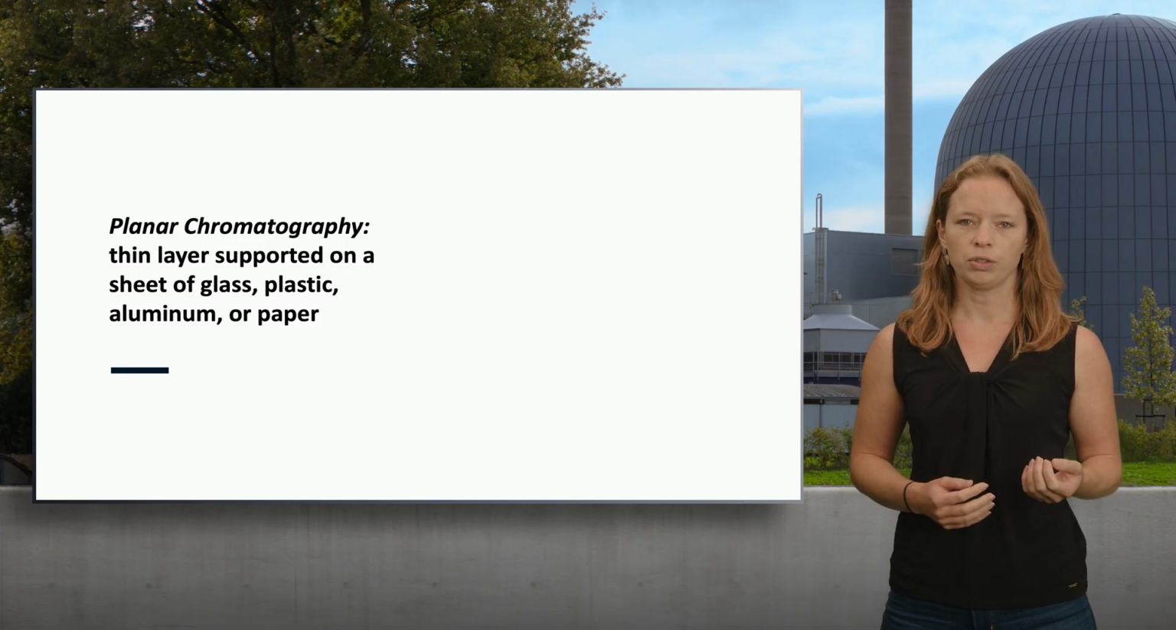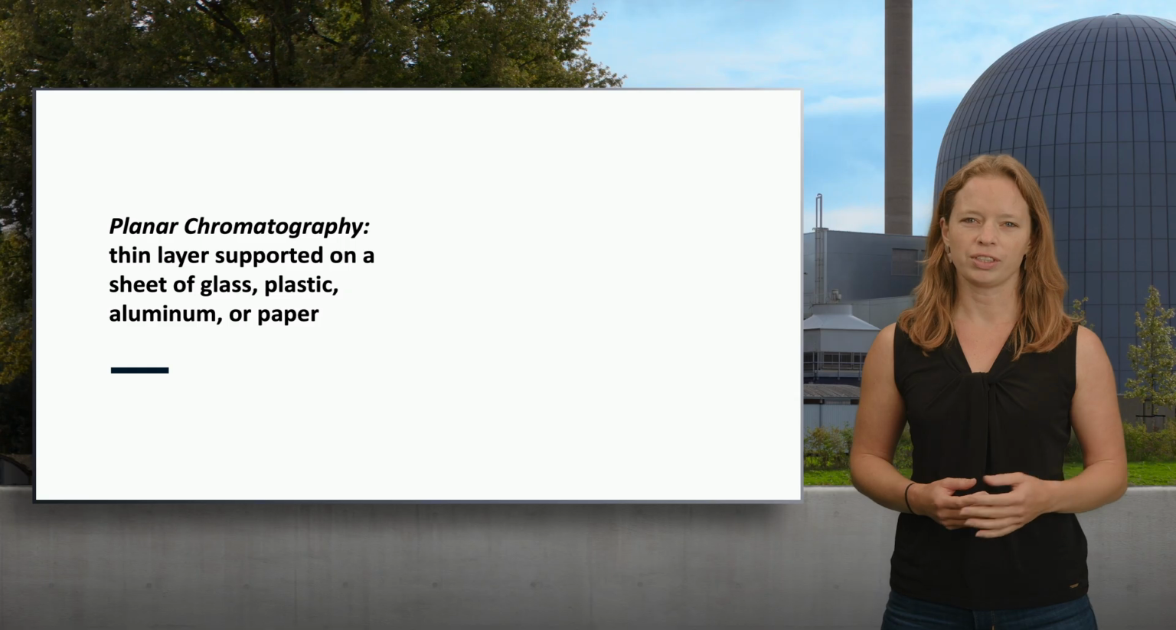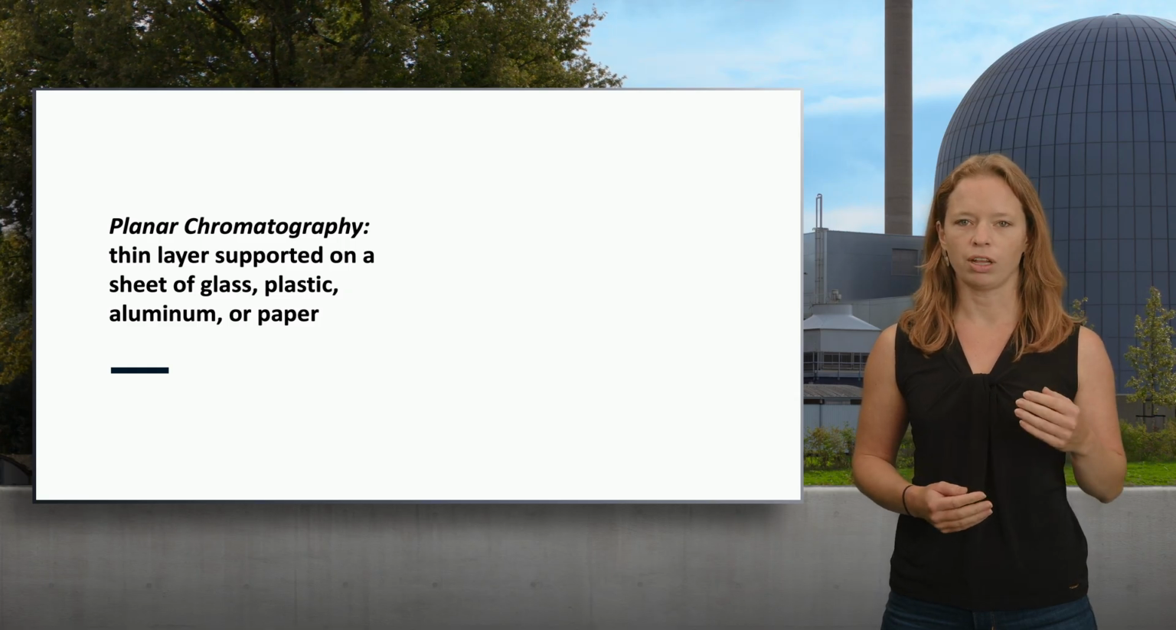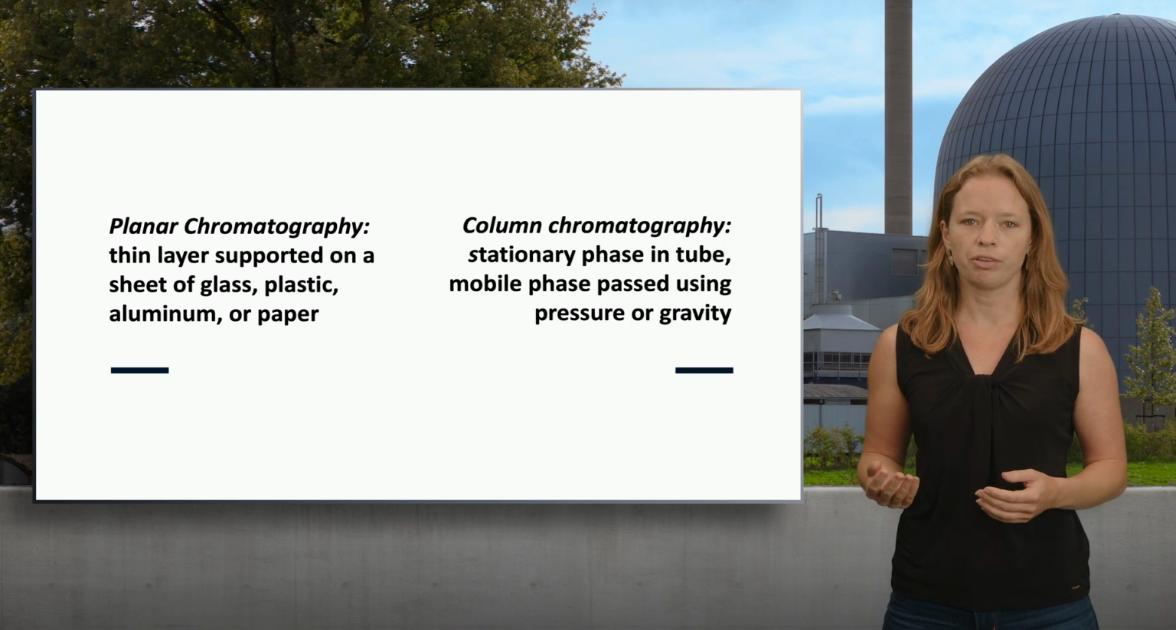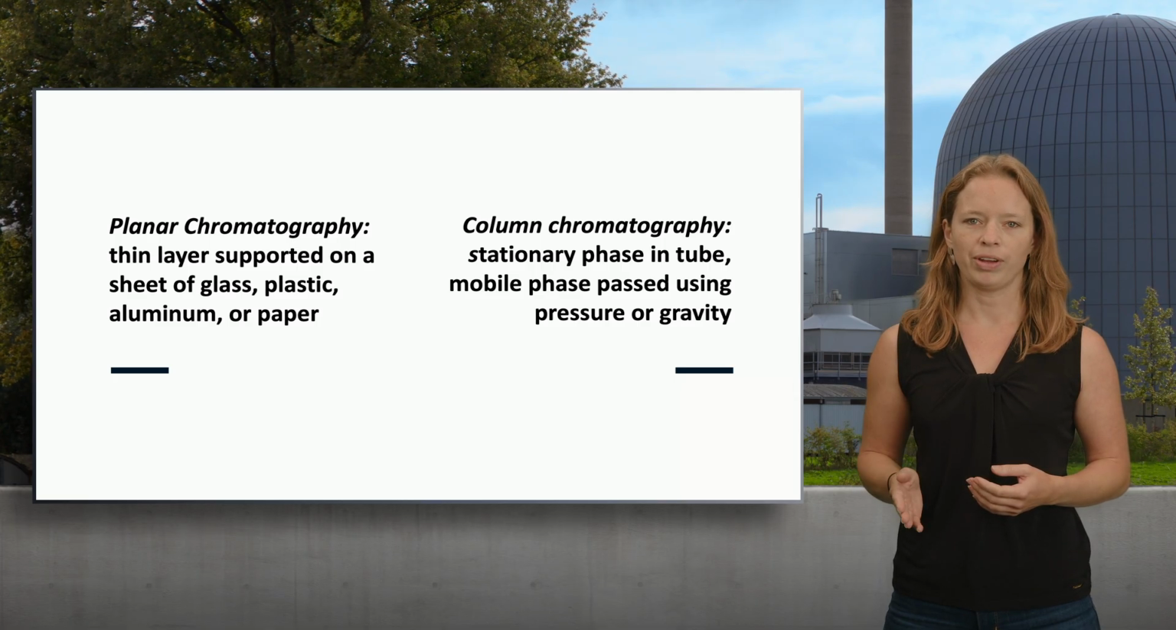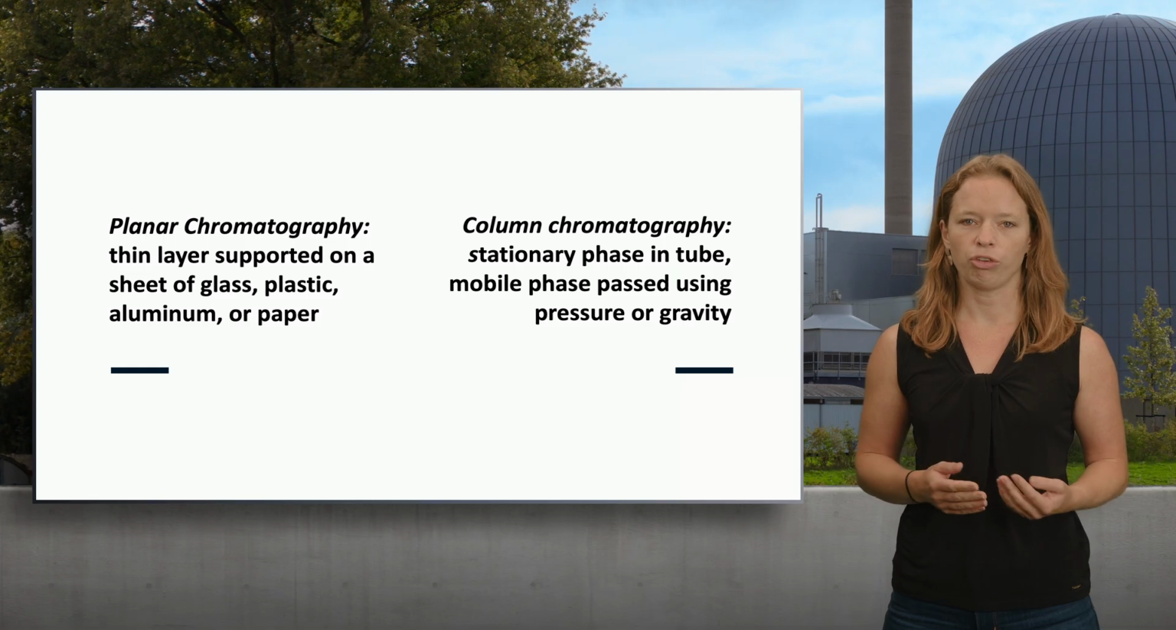Planar chromatography uses a thin layer that is supported on a sheet, which can be either glass, plastic, aluminum, or paper, for example. You might have tried this yourself in the past, using planar chromatography to separate the different colors present in ink. Column chromatography is much like the example we just discussed. It uses a tube or column to retain the stationary phase, after which the mobile phase is passed through using either pressure or gravity.